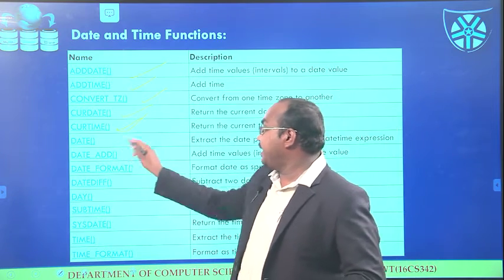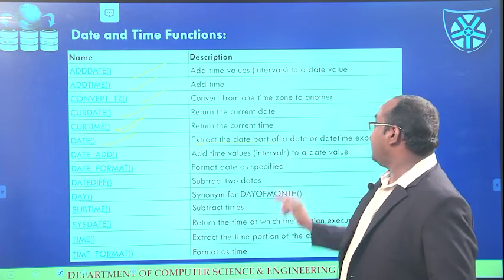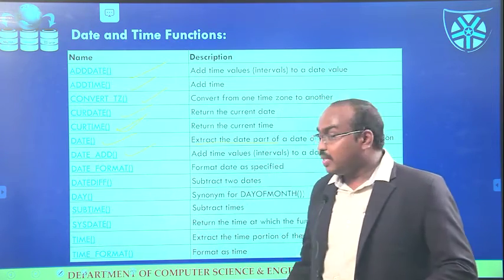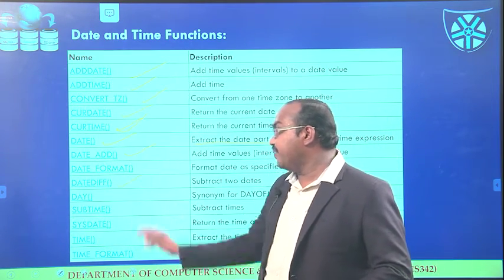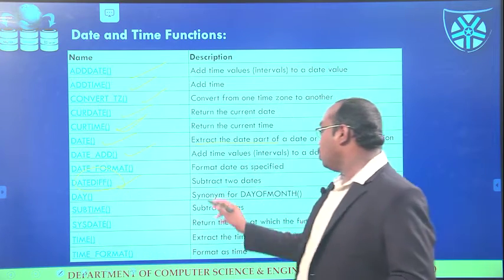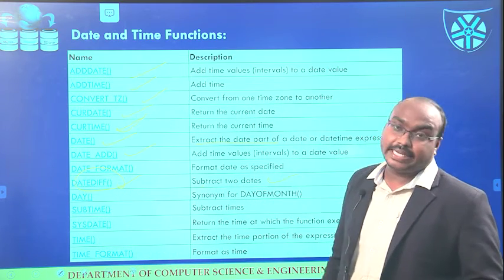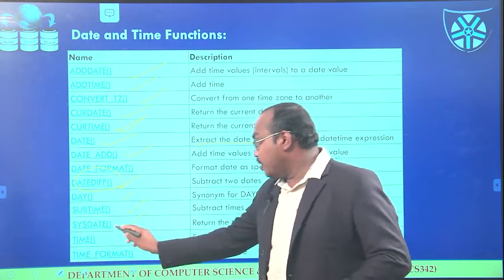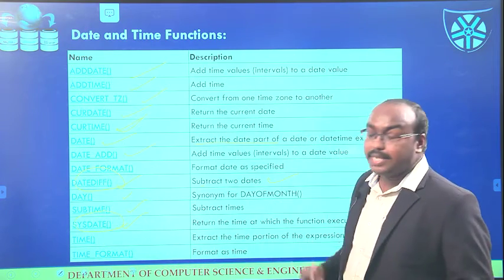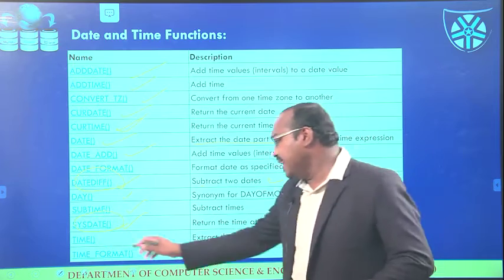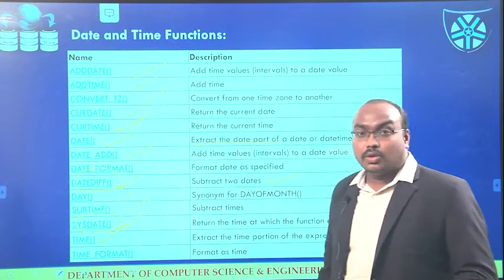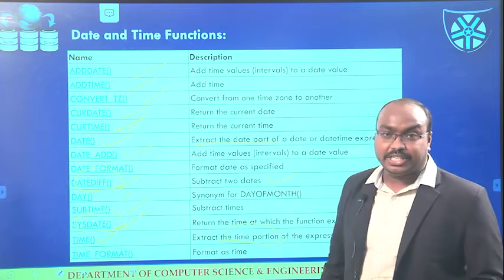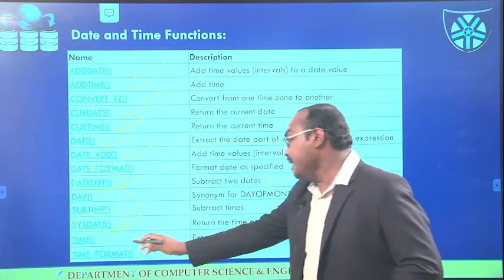And the next one, DATE, which extracts the date part. The next one, DATE_ADD. And the next, DATE_FORMAT, DATEDIFF. This function is used to subtract two dates. And the next one, DAY, SUBTIME, SYSDATE. The system date function returns the system date. And the next one, the TIME function. The time function extracts the time portion of the expression, so it returns only the time part.